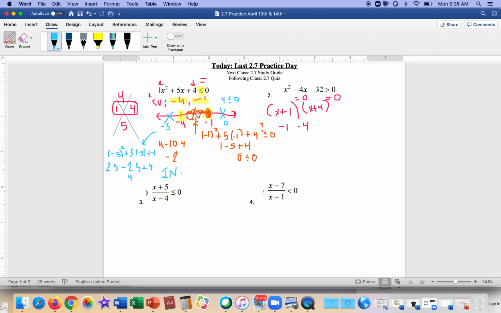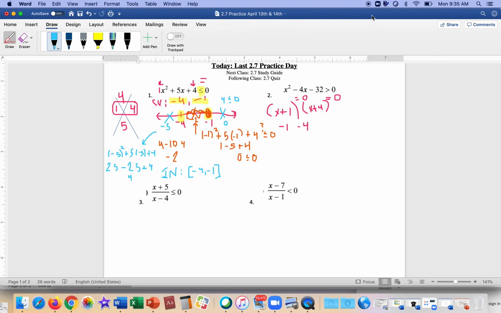You do brackets if included. So we start looking from left to right. We see shading at -4, comma, wherever we stop at -1. And it's closed, so that's our answer.